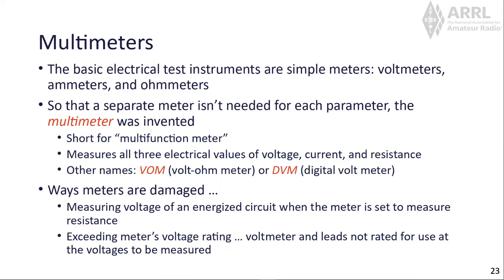Another way of damaging a meter is exceeding the meter's voltage rating. The voltmeter and leads are, in this case, not rated for the voltages to be measured. You exceed those ratings, and you can get shocked. You can short out the leads. You can ruin the voltmeter. So you want to make sure that the leads and the voltmeter are rated for the voltages you're going to be checking.